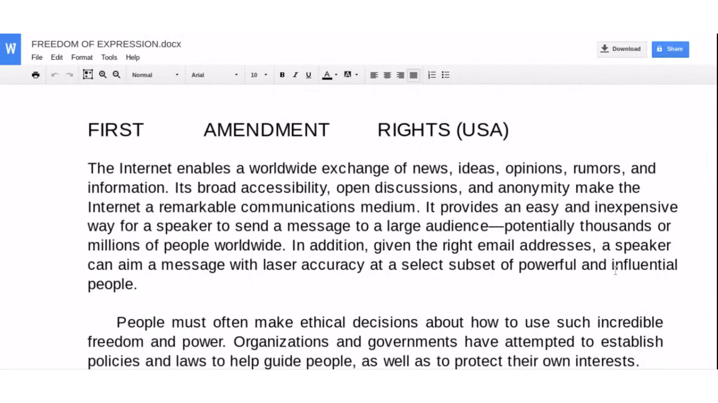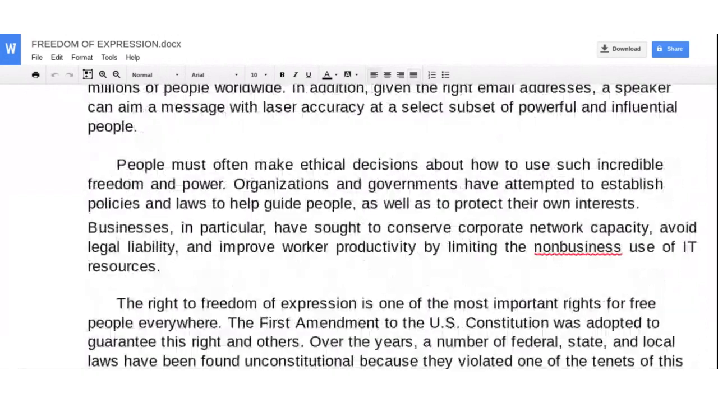So people must often make ethical decisions about how to use such incredible freedom and power. Organizations and governments have attempted to establish policies and laws to help guide people as well as protect their own interests. Businesses in particular have sought to conserve corporate network capacity, avoid legal liability, and improve worker productivity by limiting the non-business use of IT resources.